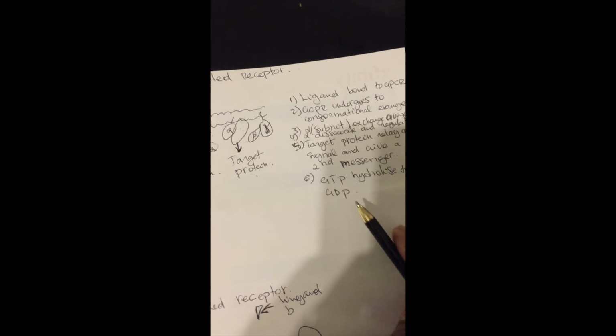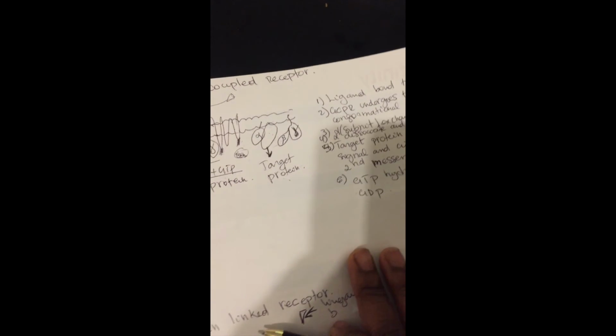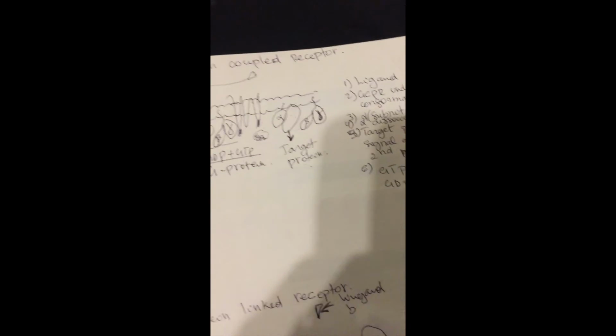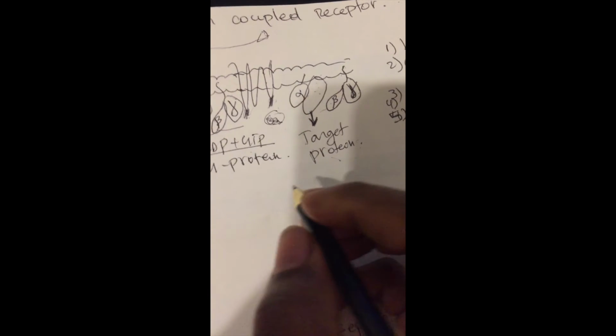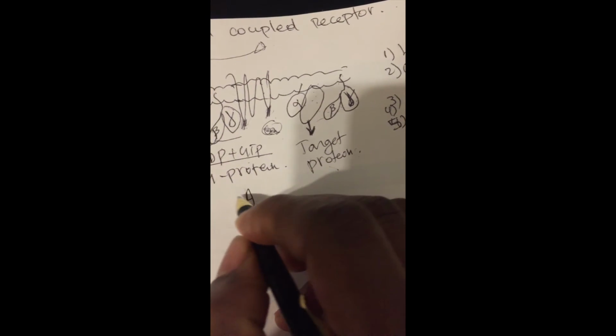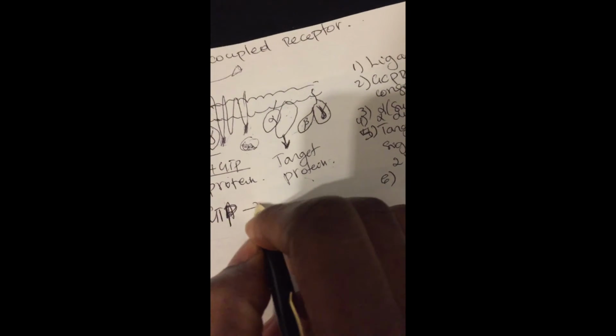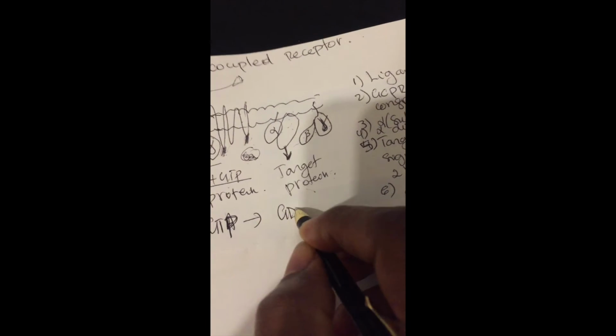And finally, the GTP is hydrolyzed to give GDP. When they hydrolyze, it means that the GTP will give GDP plus phosphate. So it's going to be hydrolyzed.